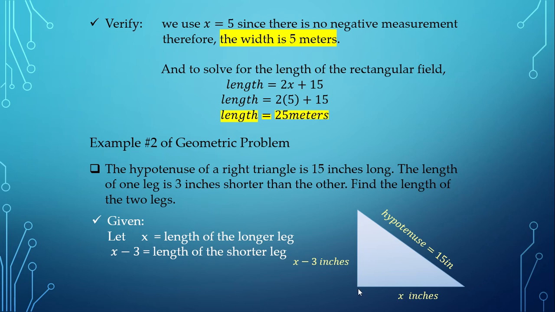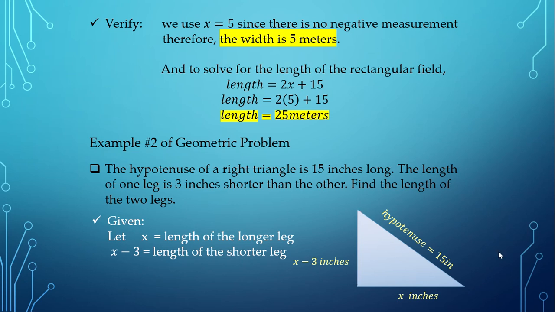So, our longer leg is the one on the horizontal, which is represented by x inches. So, the longer leg, we just subtract 3: x minus 3 inches. So, the longer leg, which is x, minus 3, so x minus 3 represents the shorter leg. Find the length of the two legs. So, we will let x be the length of the longer leg, the horizontal one, while x minus 3 is the length of the shorter leg, the vertical one.